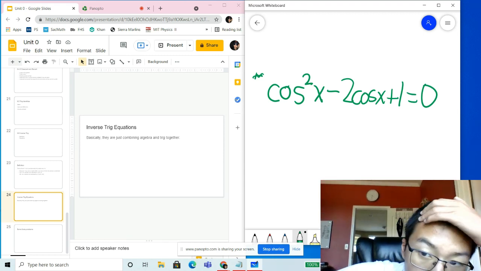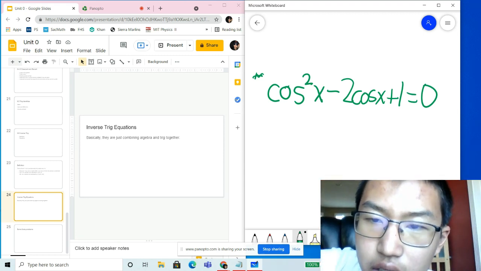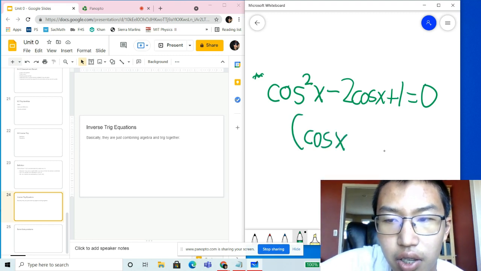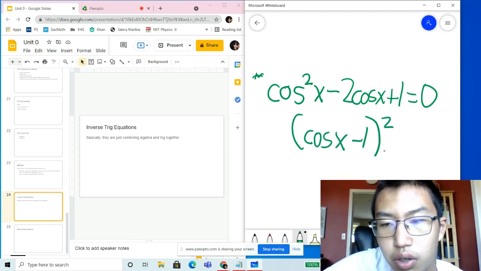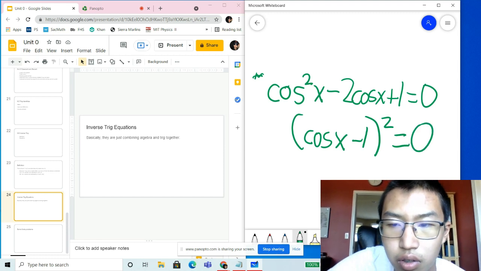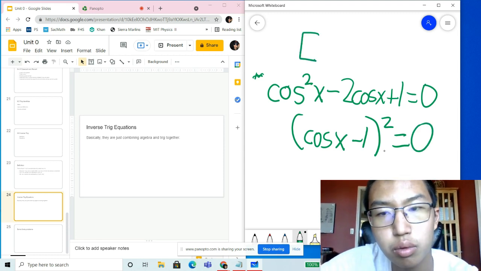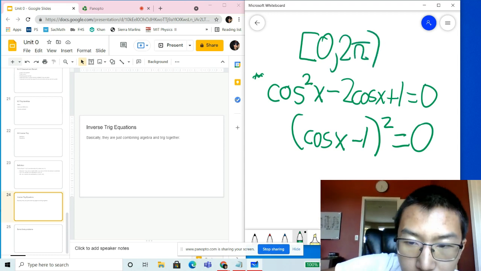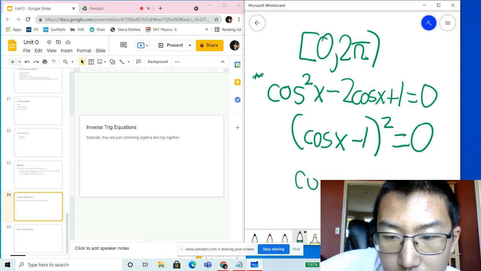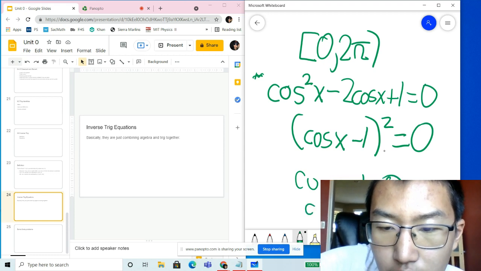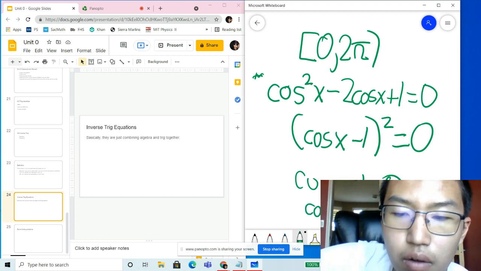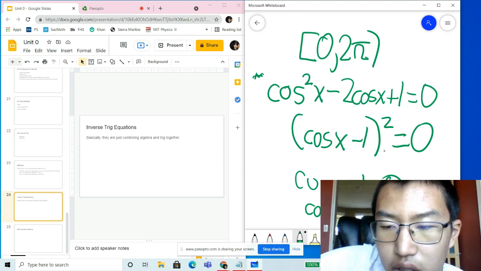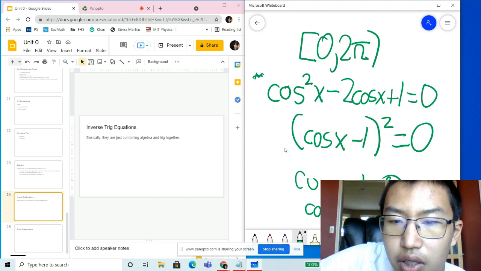So what we can do, treat the cosine x as our x. We can factor this as cosine x minus 1 squared equals 0. And for these, assume your domain is 0 to 2 pi, but 2 pi is not included. So cosine x minus 1 equals 0, cosine x is 1. For what value is cosine of x equal to 1? Only when x is equal to 0. That was a really easy problem.